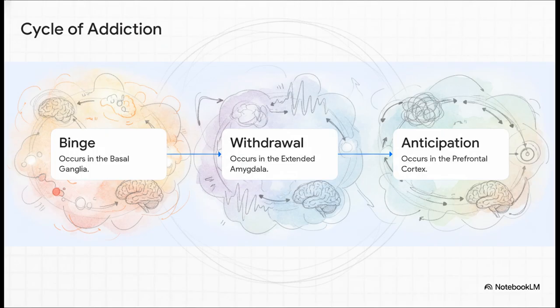Finally, in stage 3, the brain's planning and decision-making center is basically hijacked. Instead of focusing on healthy daily tasks, the brain becomes entirely preoccupied with the anticipation of getting the next dose. They plan, they seek, they use, and then the cycle just repeats itself endlessly until treatment interrupts it.